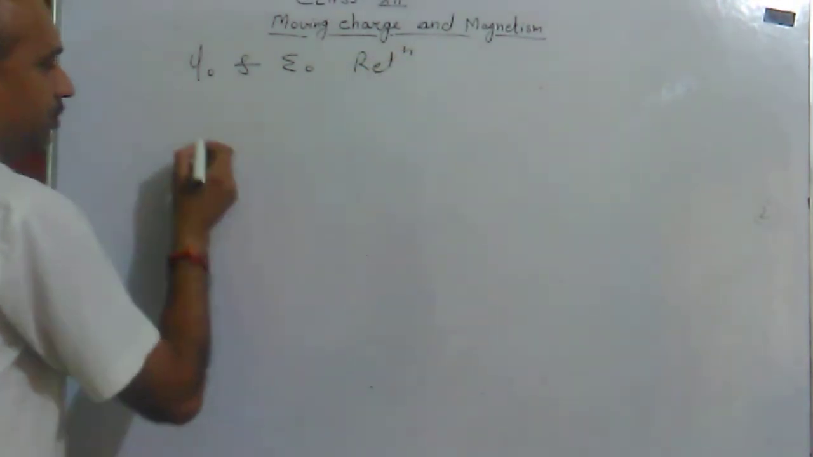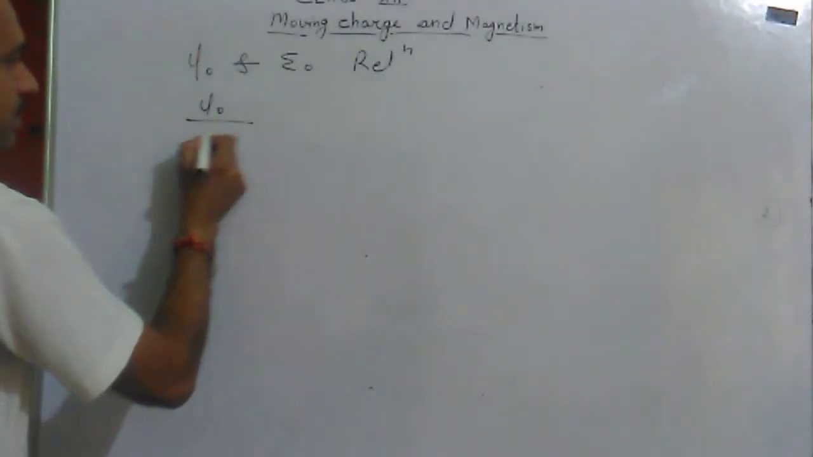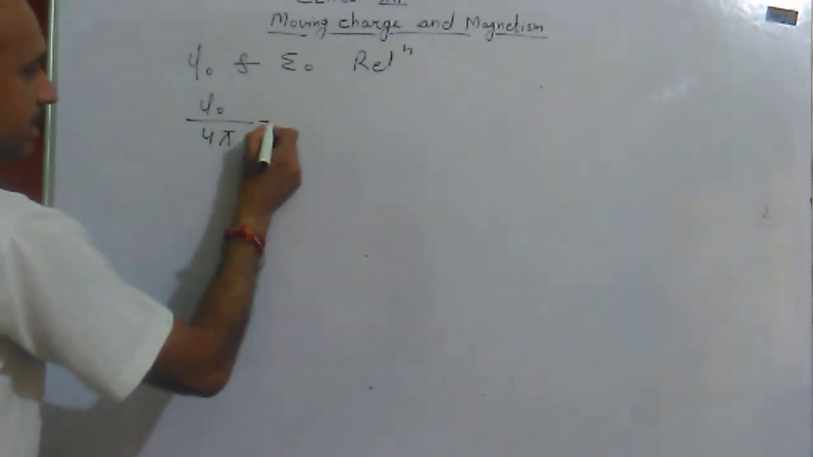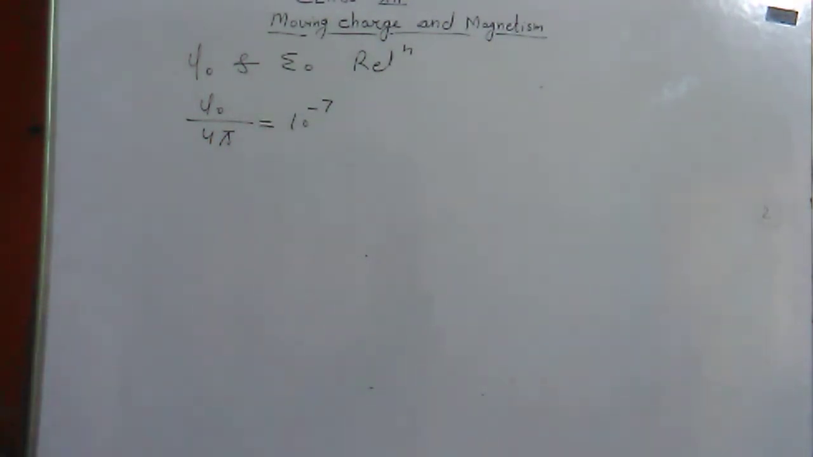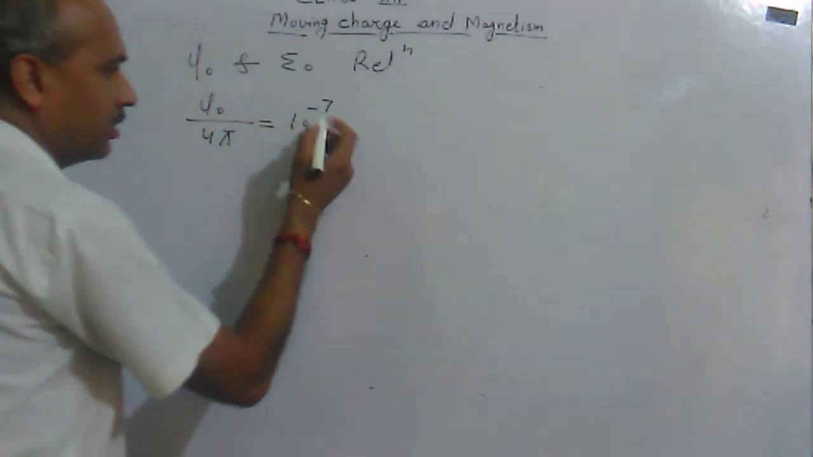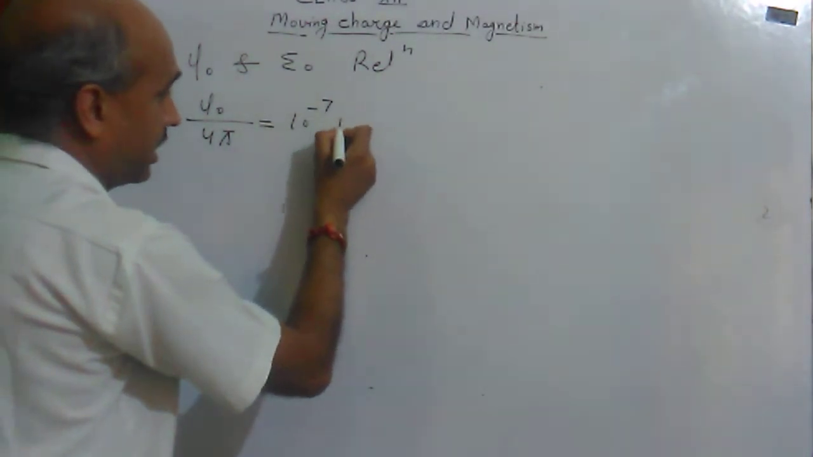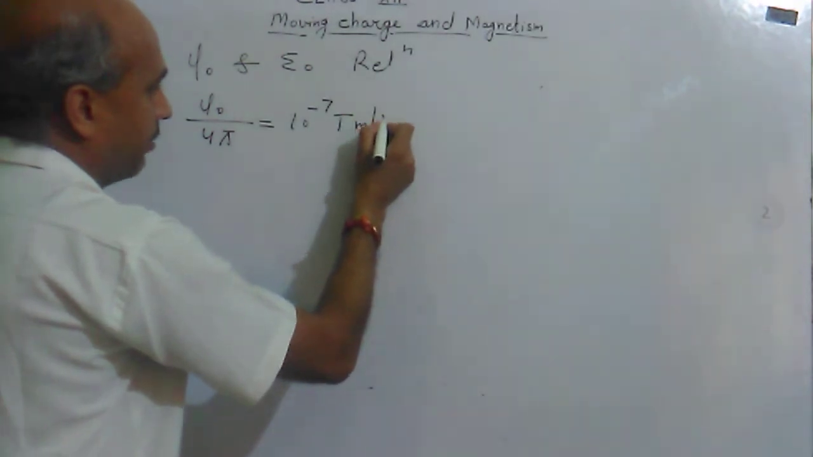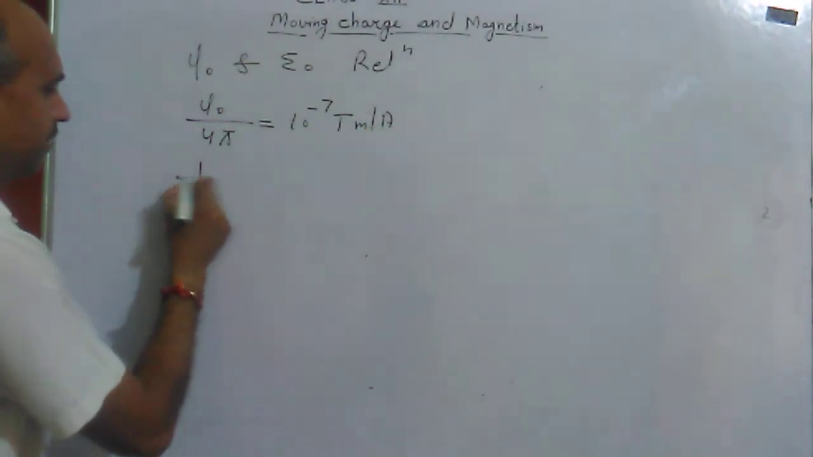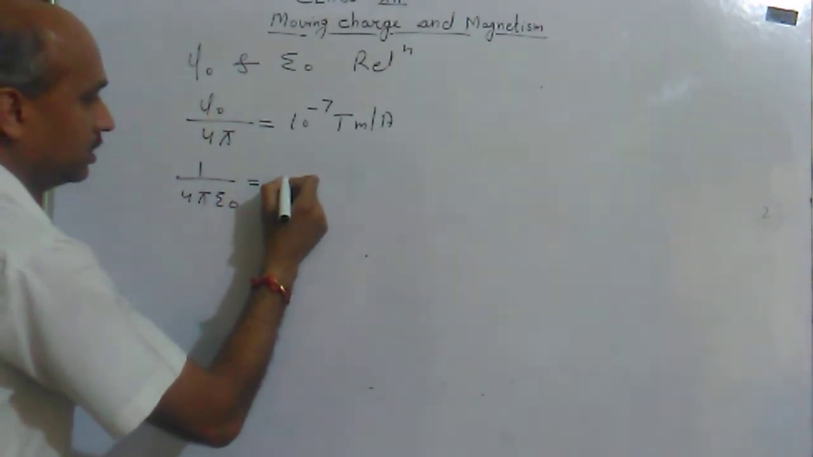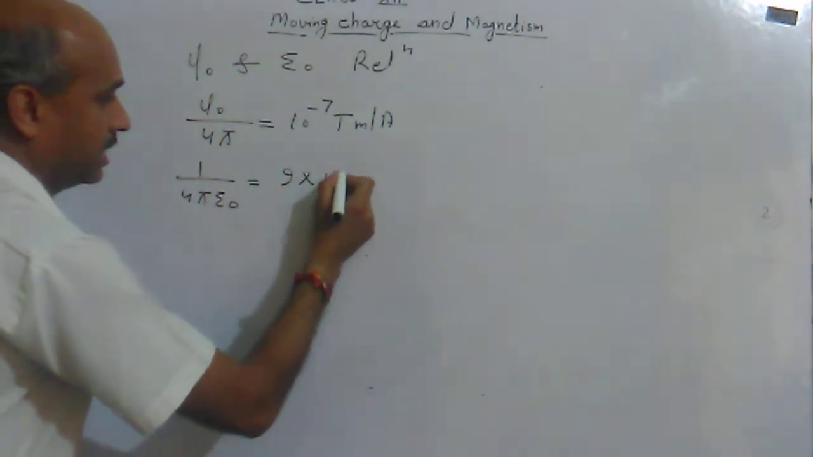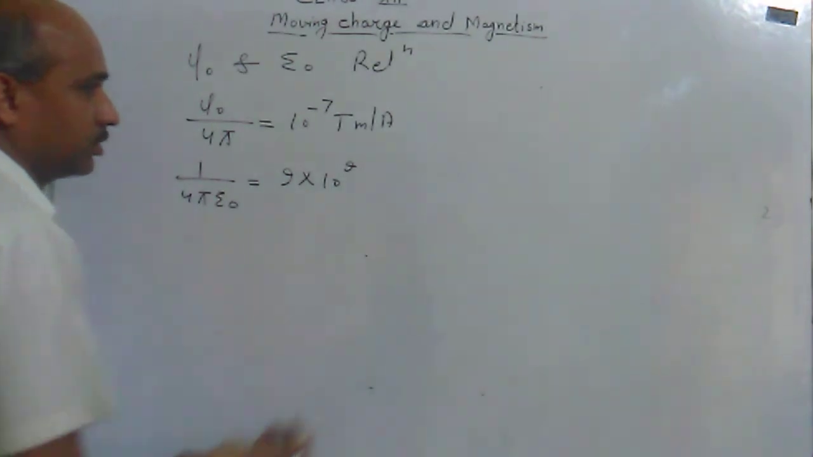Relation of this. We know that mu 0 upon 4 pi equals 10 to the power minus 7. Okay, it is 10 to the power minus 7, so no need of writing it, or if you want to write down the unit, you can write Tesla meter per ampere. And similarly 1 upon 4 pi epsilon 0 equals 9 into 10 to the power 9. So what about the unit?